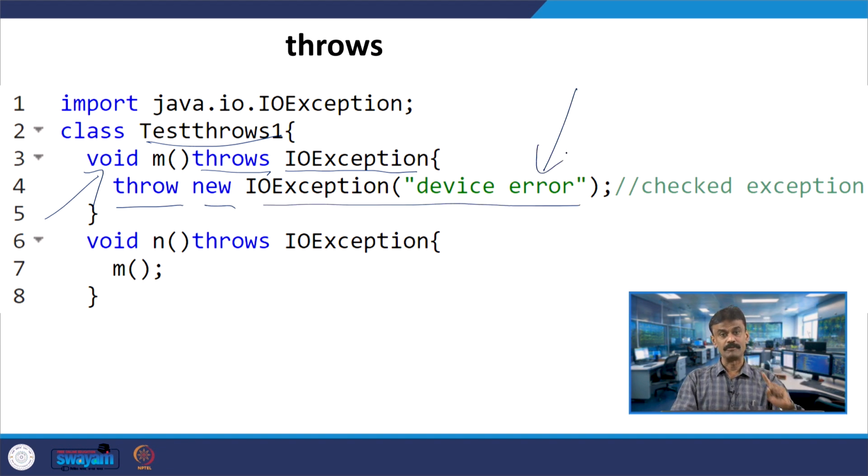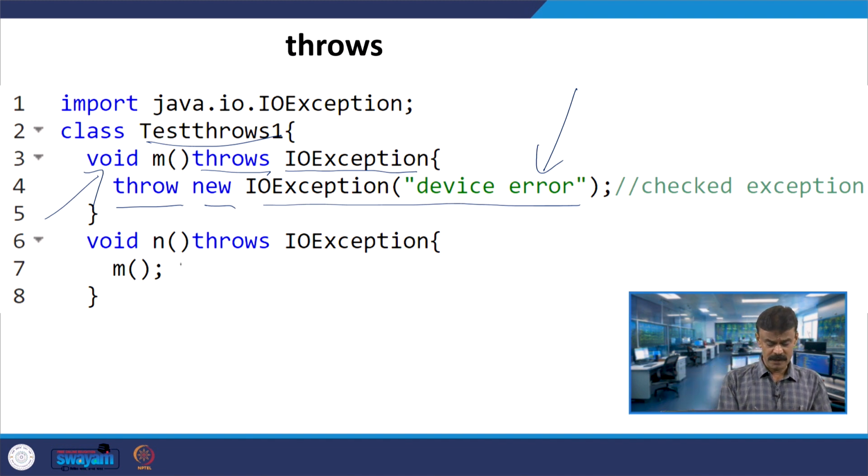Suppose when you call the function, or your object calls the function, and the compiler reaches that particular line, then there will be an error, that is a device error. This will throw the exception, and we will see how we are going to handle this.